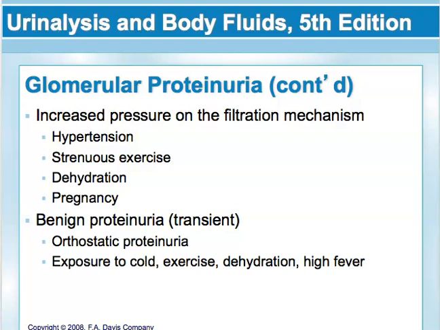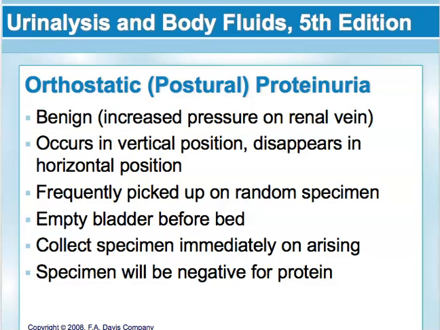And then benign proteinuria is most often transient, and can be caused by conditions like exposure to cold, high fever, exercise, and dehydration, which we've already mentioned. Orthostatic proteinuria is one type of persistent benign proteinuria. It occurs frequently in young adults, and it occurs following periods spent in a vertical position and then disappears when a horizontal position is assumed.